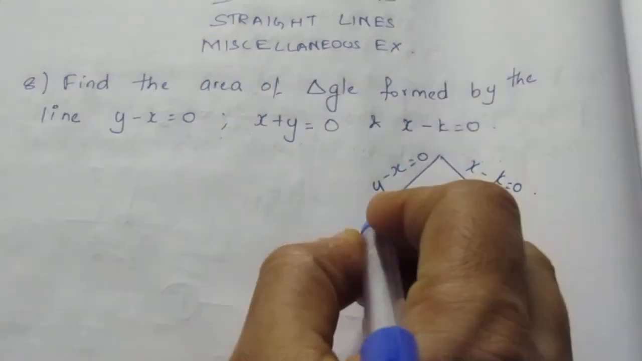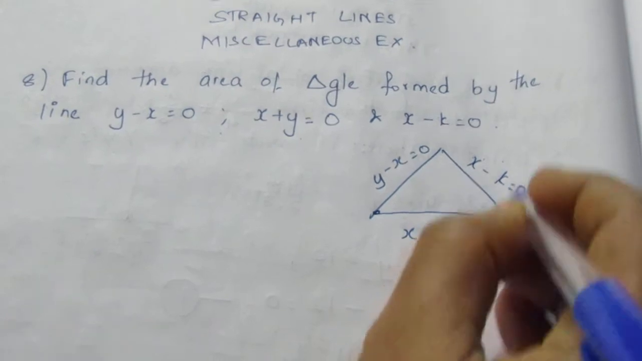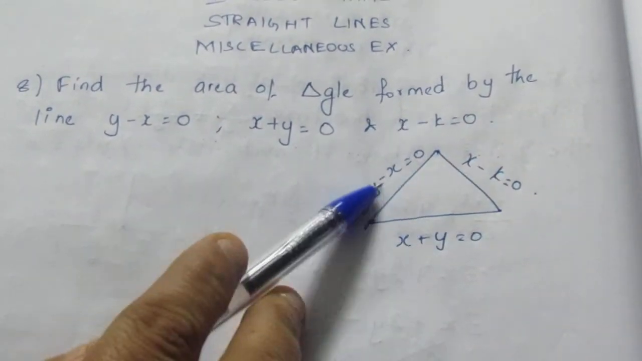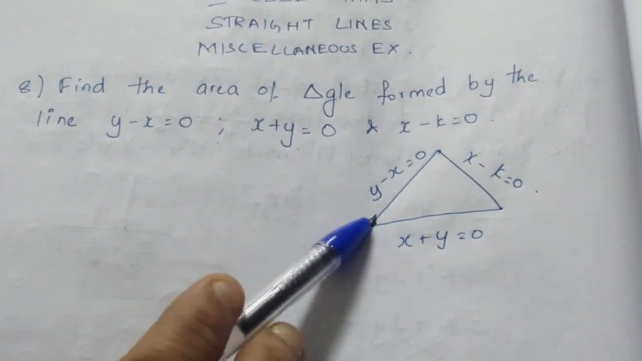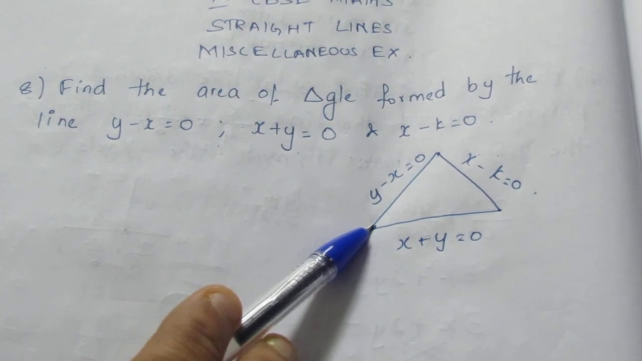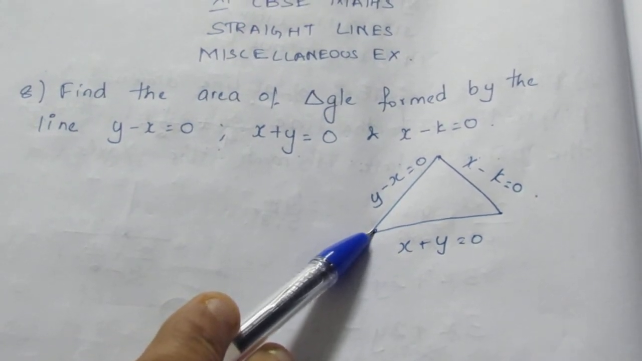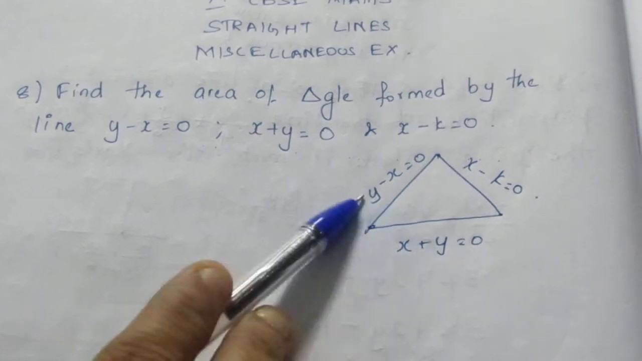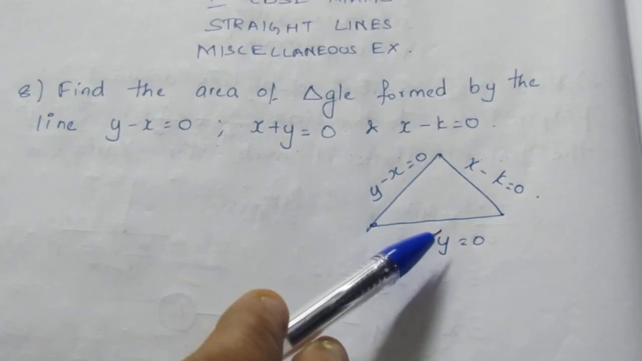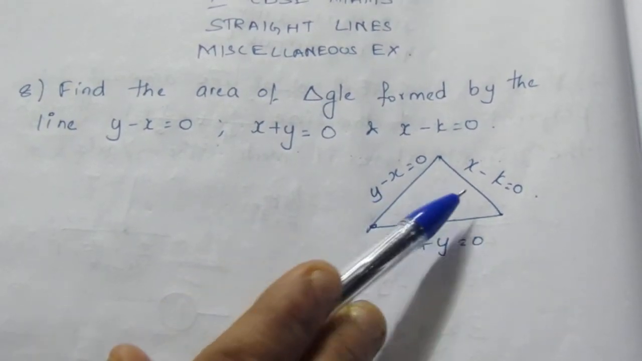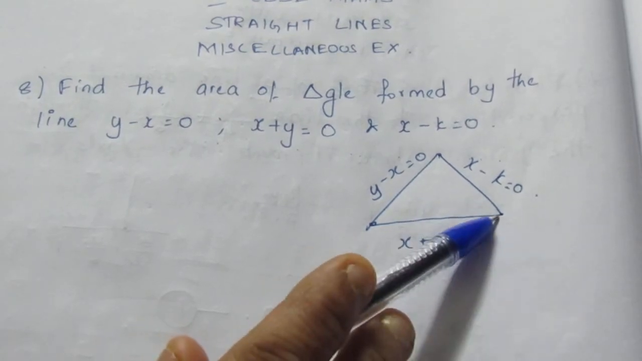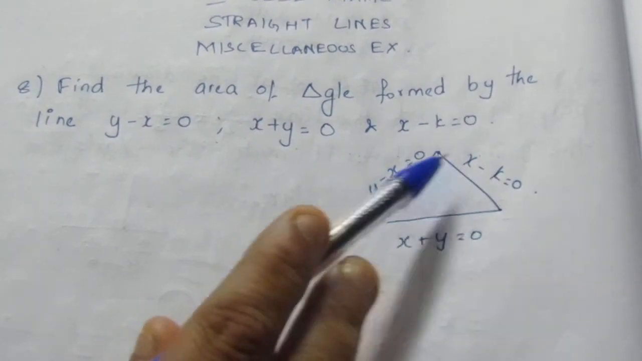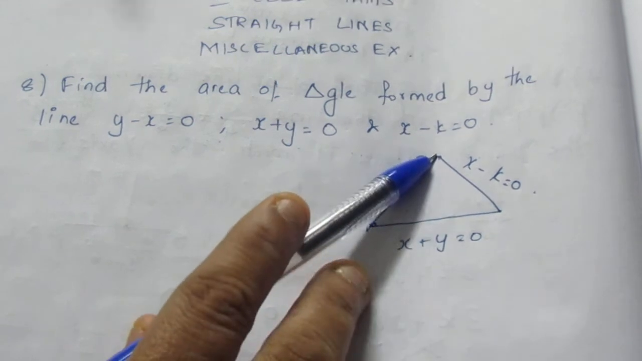Here we can find the point of intersection by solving. If I solve these two equations, I'll get the point of intersection of these two lines, that is by elimination method or substitution method. If I find the x and y value, it will be the intersection point of these two lines. Same way, if I solve these two, I'll get the intersection point of these.